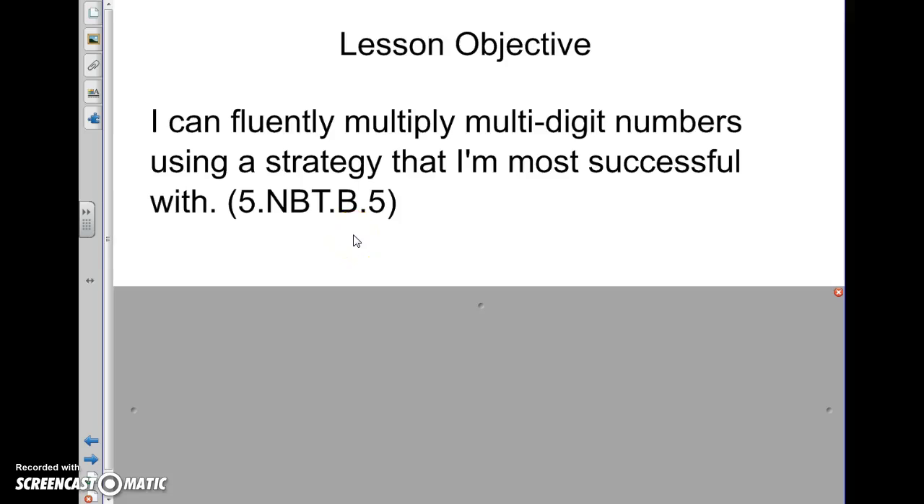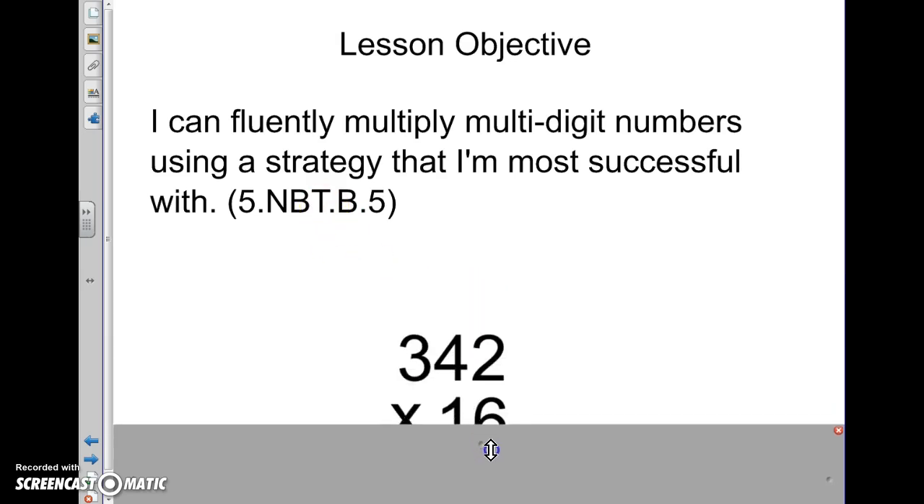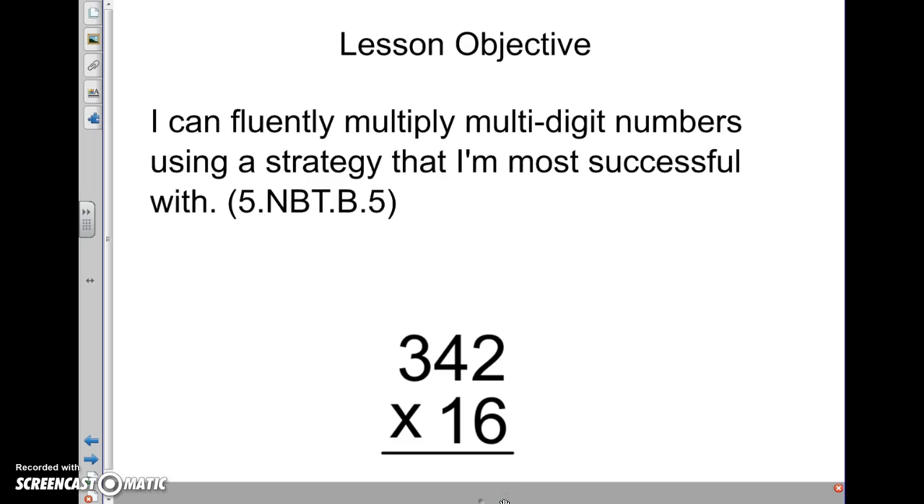Our lesson objective today: I can fluently multiply multi-digit numbers using a strategy that I'm most successful with. It's 5th grade standard, numbers base 10, B5. So today we're going to look at a multiplication problem that I actually gave you last time at the end of the lesson. It's 342 times 16.